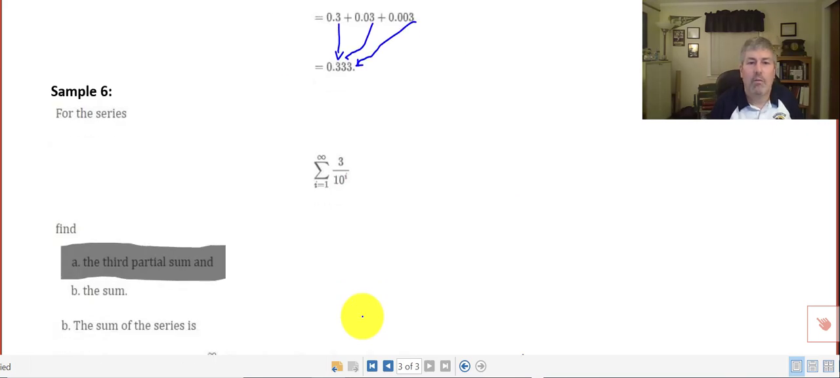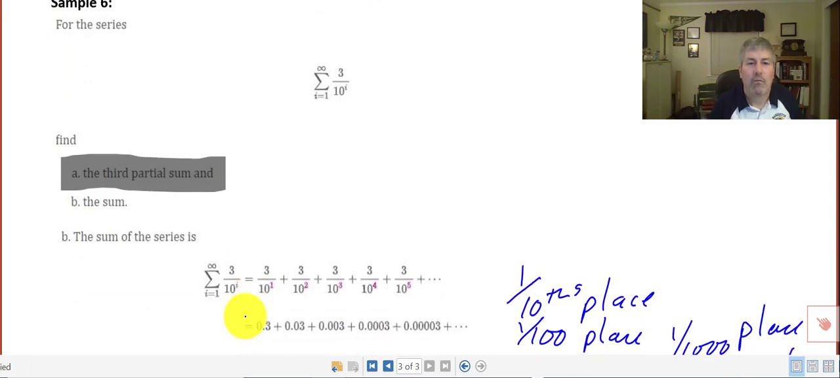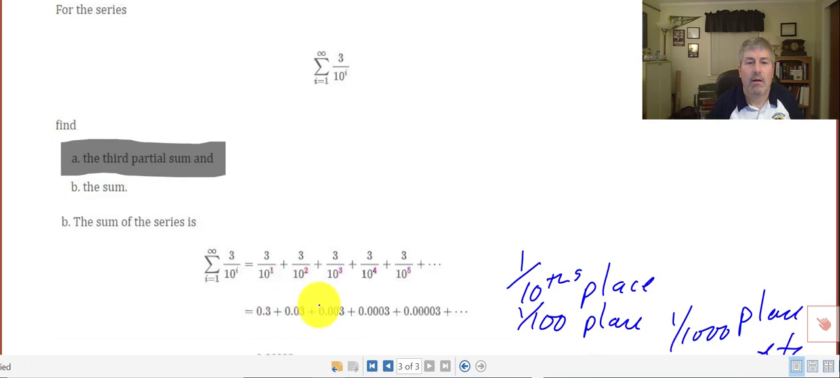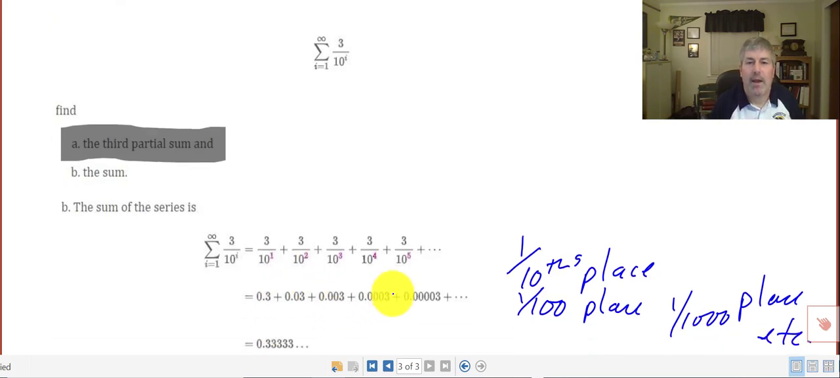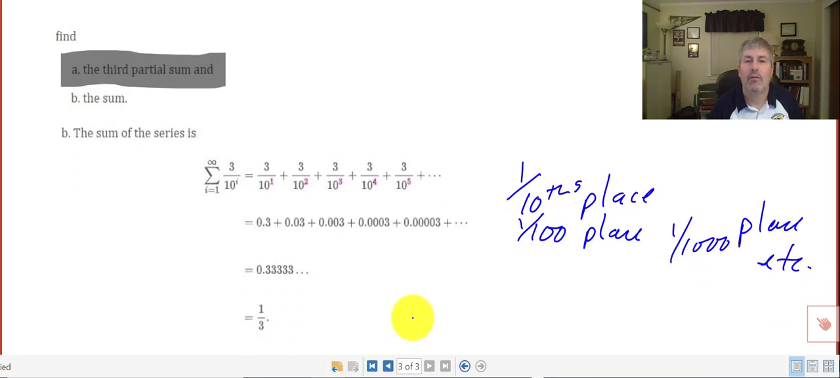And in the next example, we're given the same series. We've already found the third partial sum of this, but now they're asking us to find the sum of this series, which we're going to evaluate from 1 to infinity. I'm not going to ask you to do this by hand. It would take a while, but once you figure out the pattern, you'll see here that each one of these is our tenths place and our hundredths place, as I mentioned before. So we evaluate that, we continue that on. This is going to become 0.33 repeating, or as we know it, 1/3.